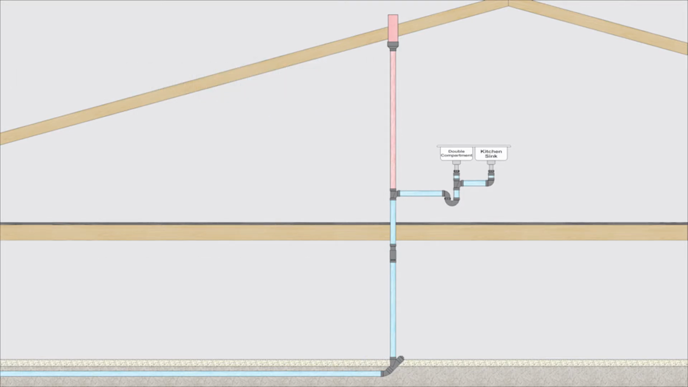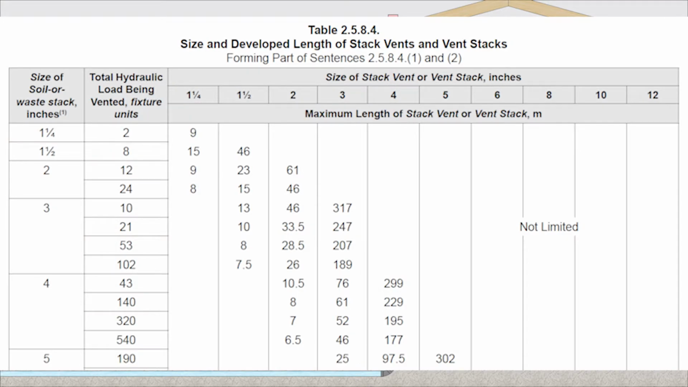All right, let's plug this into table 2584. I come down on the left-hand side until I get to 1.5 inches. That is the size of my stack at its base. I come over to the right. That will be good up to 8 fixture units. Well, I only have 1.5. We're still good. And now I move across to the right once again.